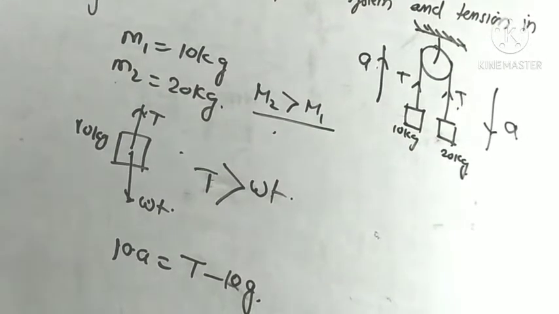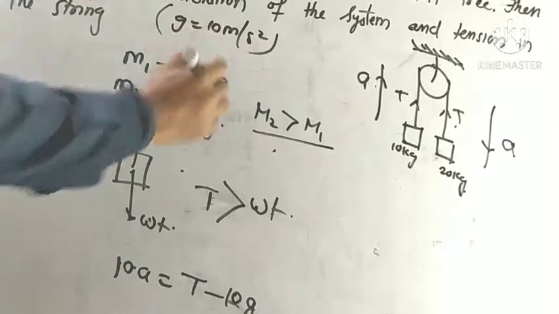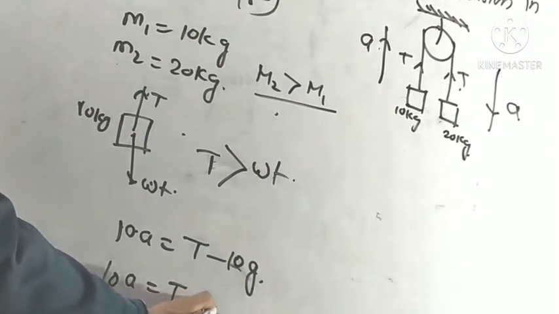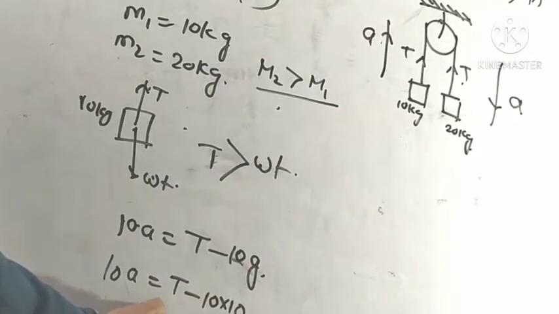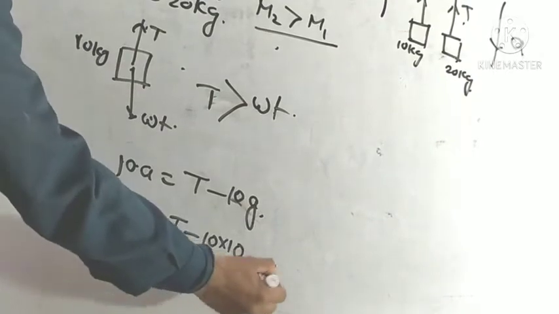Here we take G is equal to 10 meter per second square. So we put the value of G here: 10A is equal to T minus 10 into 10, which finally becomes T minus 100. We give it equation number 1.